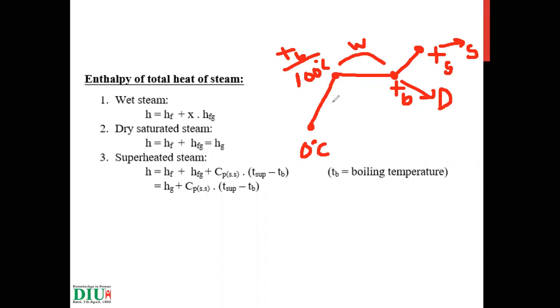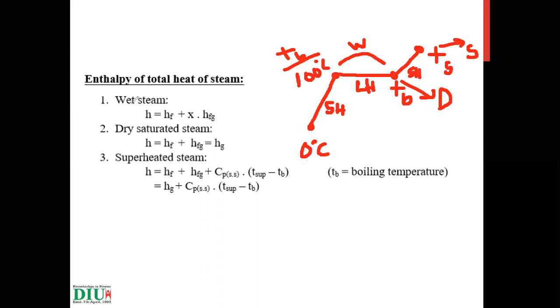Can anyone tell me? Sensible. This is sensible heat, my student. Good, very good. Sensible heat, sir. From 100 degrees Celsius of water to 100 degrees Celsius of steam, which heat is it? Latent. This is latent heat. Excellent. And from TB, the boiling point dry steam, to superheated steam, the temperature is also changing, so this is also sensible heat. Clear? This is also sensible heat.